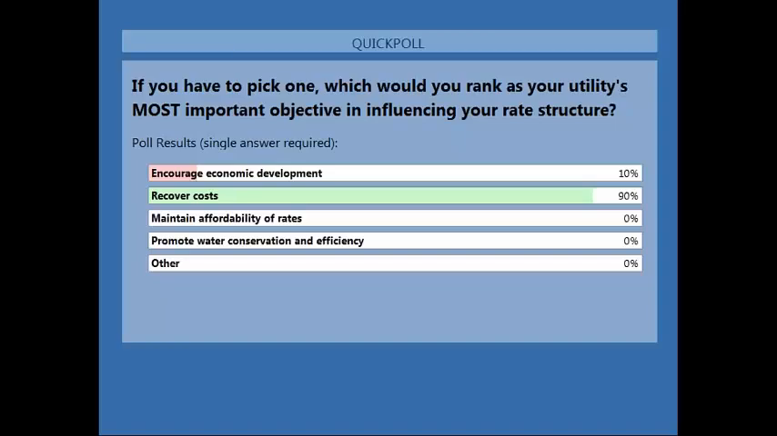So 90% of you said recovering costs is the most important objective. 10% said encouraging economic development. All of these objectives are valid. It depends on the utility. There are a lot of different reasons why some of these objectives are more important than others. Recovering costs, typically we see that really high on utilities' lists. Encouraging economic development is growing for some communities, especially some small towns that might have lost industry and need to recover, because if you encourage economic development, then you might be able to do some of the recovering costs part as well. So there are some different reasons for having these different objectives.